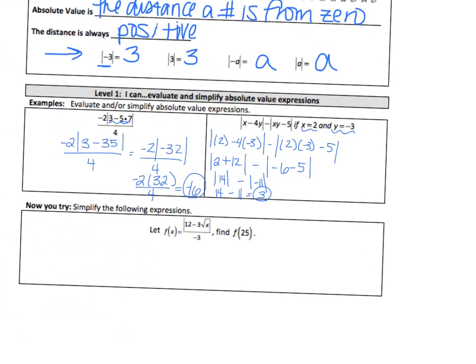Last one, why don't you go ahead and try this. It's in function notation, so if you remember f of x, and you've got this expression, when you find f at 25, you're going to put 25 in for x anywhere you see it. So go ahead and pause the video, give it a shot, and then play it to see if you're right.